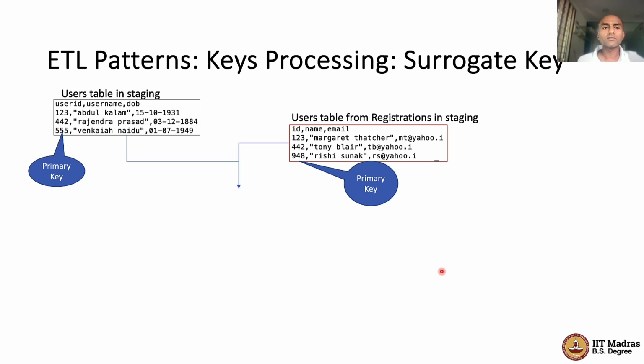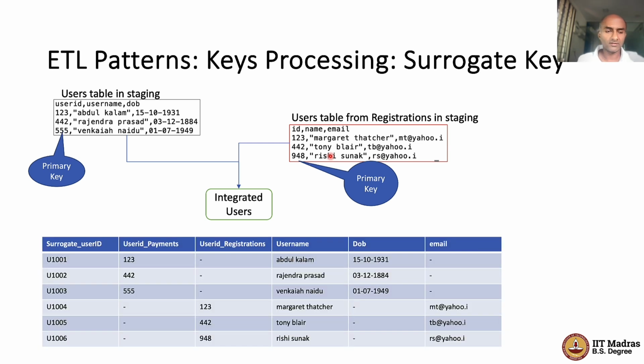What you do is you notice that these two users tables are fundamentally referencing the same aspect of the business process, which is the notion of user of the business process, the customer of the business process. In one case, it's payment. The other case, it's registration for loyalty programs. So you take both of these users and integrate them and create a new integrated users table. And when you do that, that integrated users table has a bunch of information coming from the payment system, which is the payment users table, and a bunch of information coming from the registrations table.